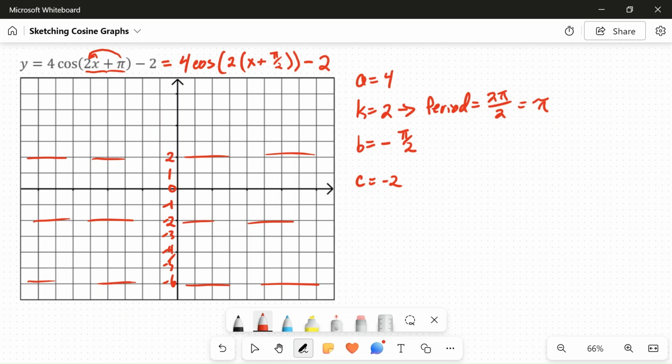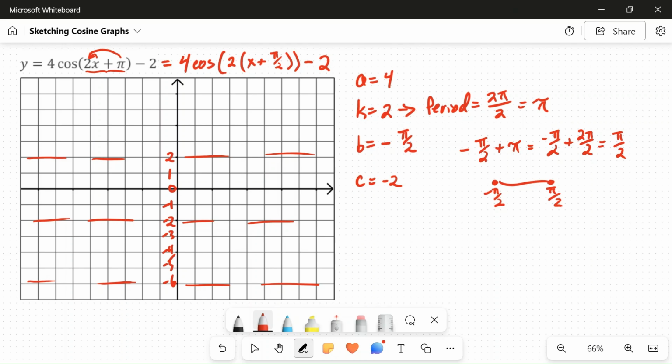Our starting point is at x, or it will be at x equals a negative pi over 2. And we're going to travel a distance of pi. So if we start at a negative pi over 2, and we travel a distance of pi, we're going to add those together. So I'll do common denominator. So negative pi over 2 plus 2 pi over 2 is going to become just a positive pi over 2. So my graph is going to go from negative pi over 2 to a positive pi over 2.